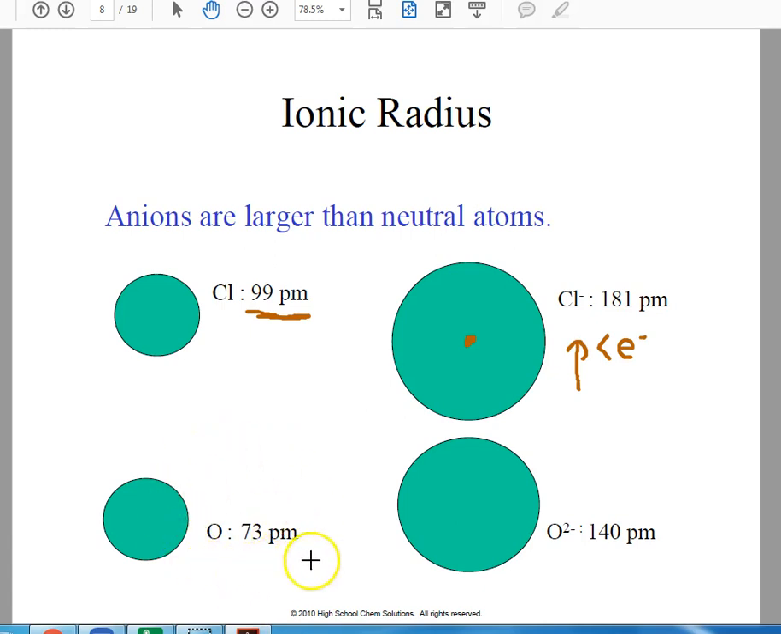Same thing happens with oxygen. Oxygen likes to gain 2 electrons to be like neon, but in doing so, it almost doubles its radius as those 2 electrons are now much greater than the number of protons.